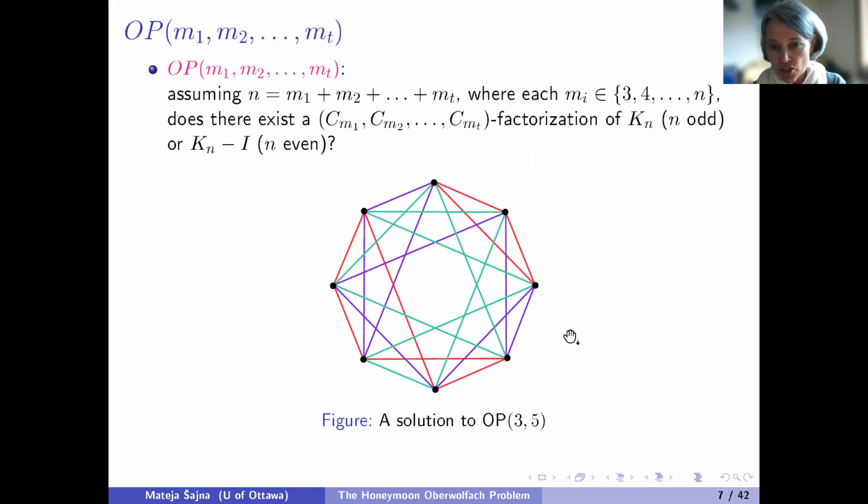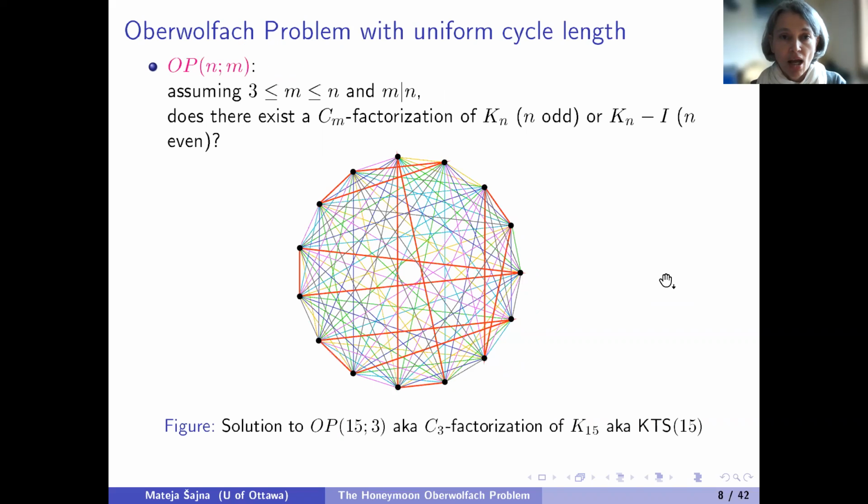So the picture here shows a solution to OP 3,5. 3 plus 5 is even, so that's the spouse avoiding variant. The notation for the uniform cycle length can be simplified to n semicolon m. N is now the number of participants, or the number of vertices, and m is the length of the cycle.